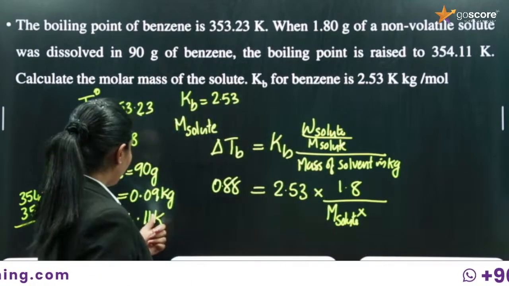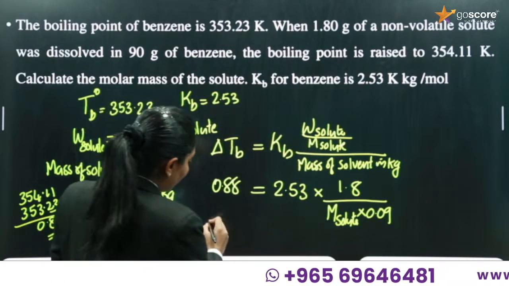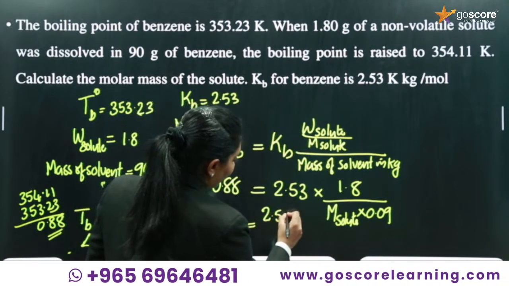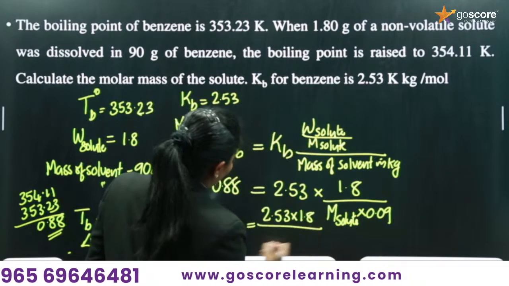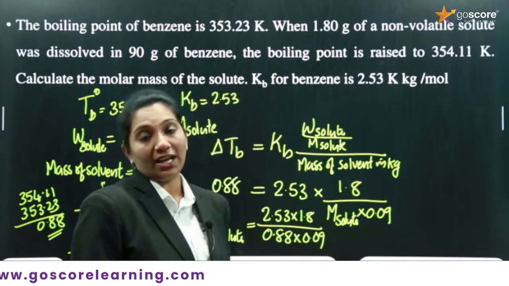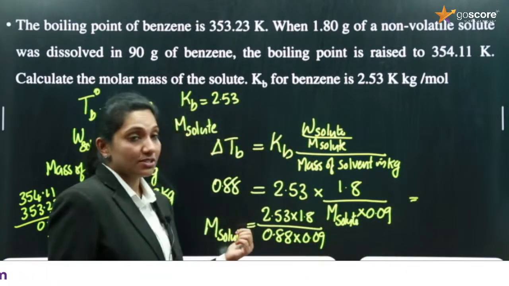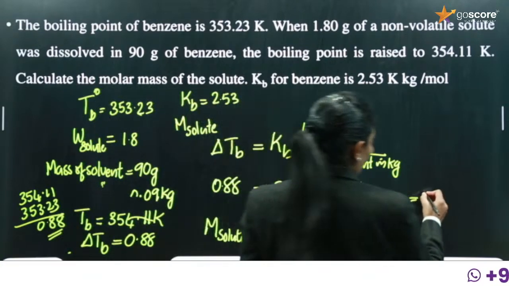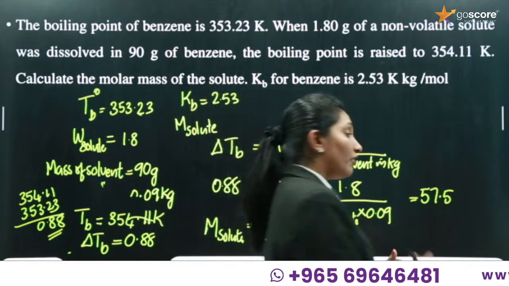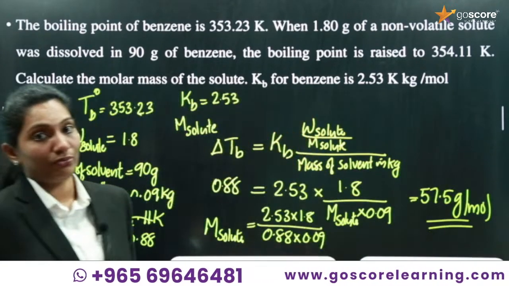The mass of solvent in kilogram is 0.9, right? So how can we find out the molar mass of solute? The molar mass of solute is equal to 2.53 into 1.8 divided by 0.88 into 0.09. When you do the calculation, you will get the value of the molar mass of solute as 57.5 gram per mole. That is the molar mass of solute.